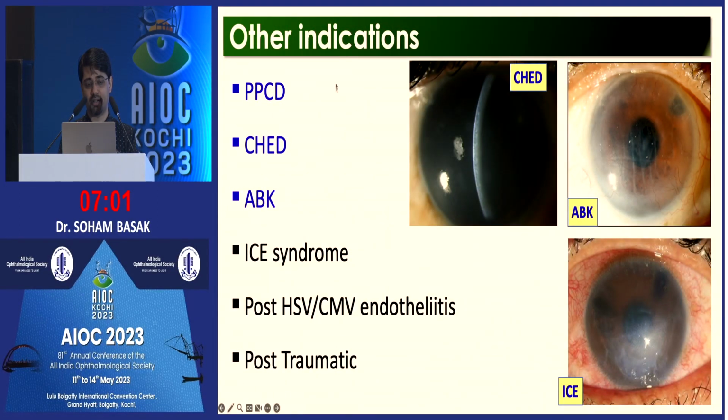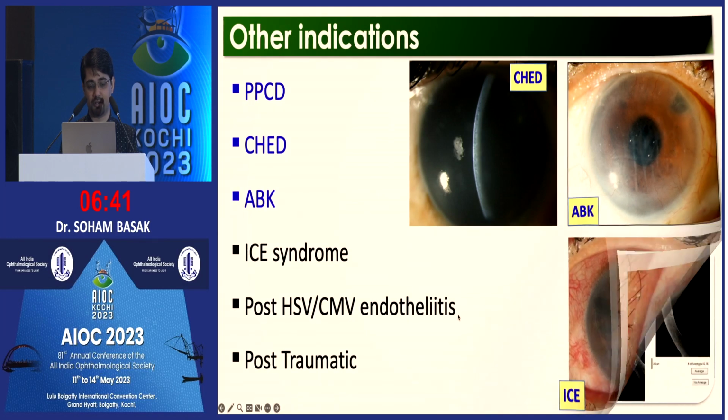Other rarer indications would be posterior polymorphous corneal dystrophy and congenital hereditary endothelial dystrophy. Aphakic eyes, again, might want to do a secondary IOL and then take it up. ICE syndrome has higher chances of rejection and later developing glaucoma. Post HSV, the prophylaxis has to be maintained.